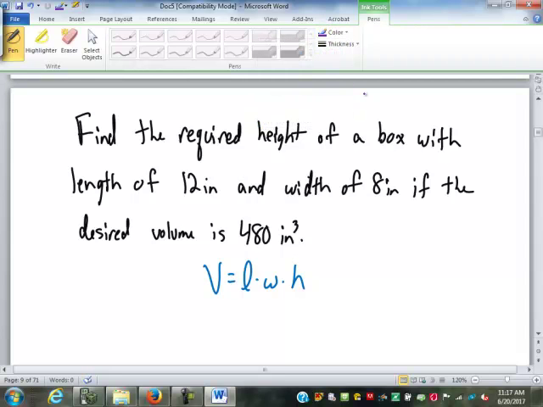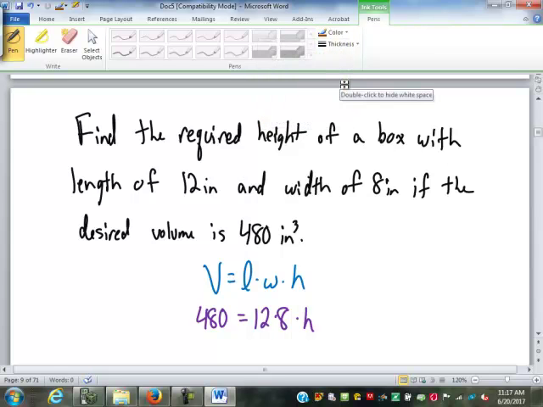So in our formula here, V equals L times W times H. What do we know? Do we know V? Yes, 480 cubic inches. So I'm just going to put in 480 for now. Do we know L? Yes, 12 inches. Very good. Do we know W? Yes, 8 inches. Do we know H? No. We better not, or there's nothing left to look for, right?